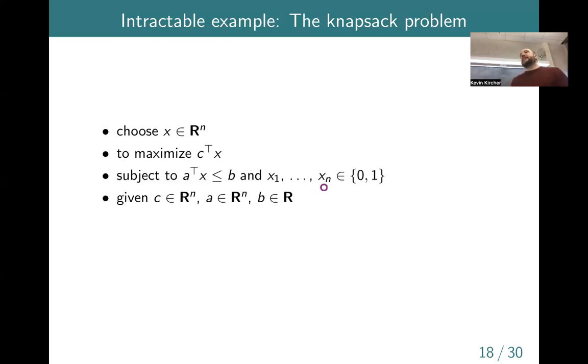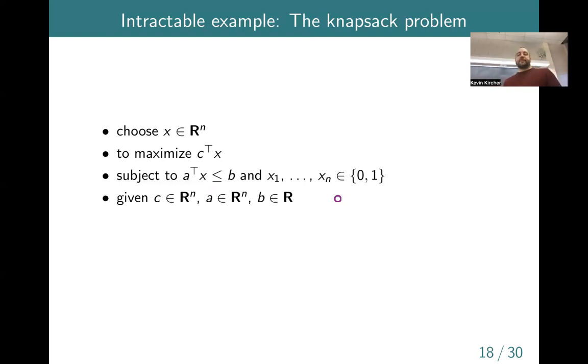And then NP is the set of things that, if I give you something and I say, hey, this is a candidate solution to the problem, you can check all the constraints and see that it's feasible in polynomial time. But it's not known whether you can come up with an algorithm to actually generate a solution in polynomial time.